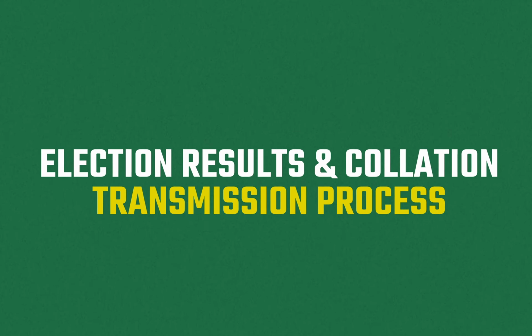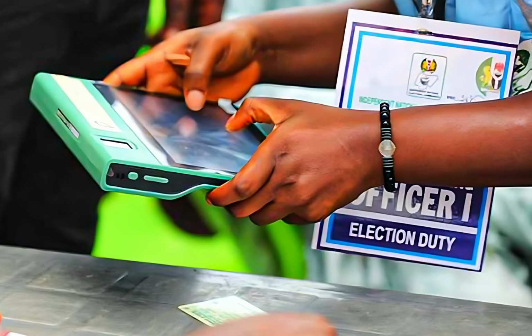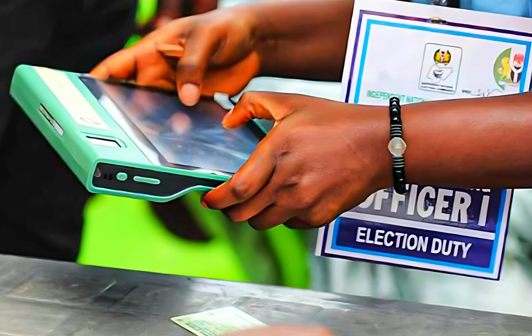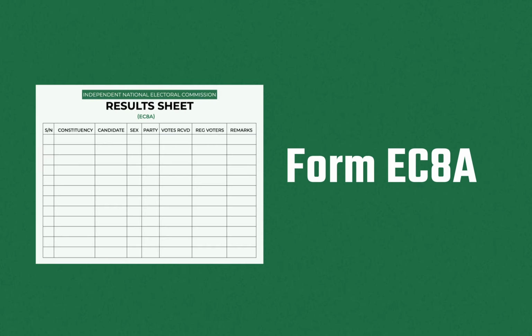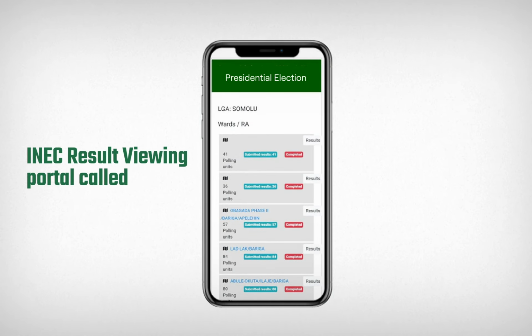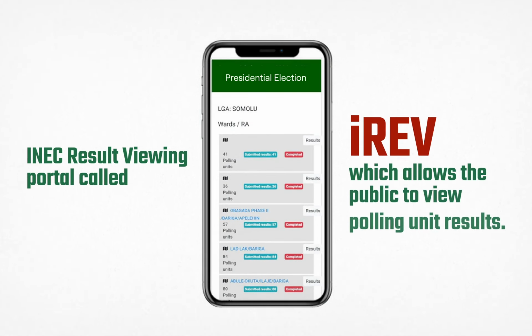How is your election result collated and transmitted at the ward level? At the end of voting, the presiding officer is mandated to take a photograph or scan the result sheet, that is Form EC8A, using the Bimodal Voter Accreditation System (BVAS), and then upload it to the INEC result viewing portal called iRev, which allows the public to view polling unit results.